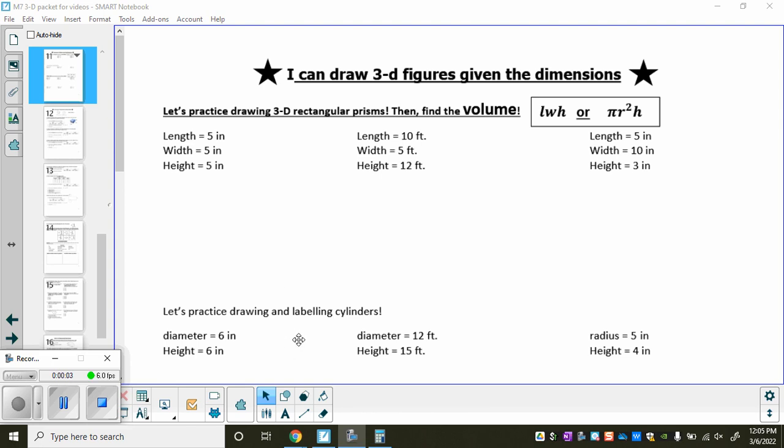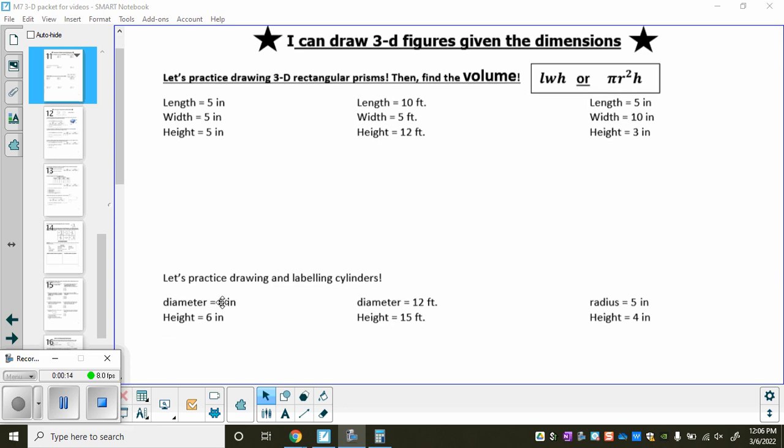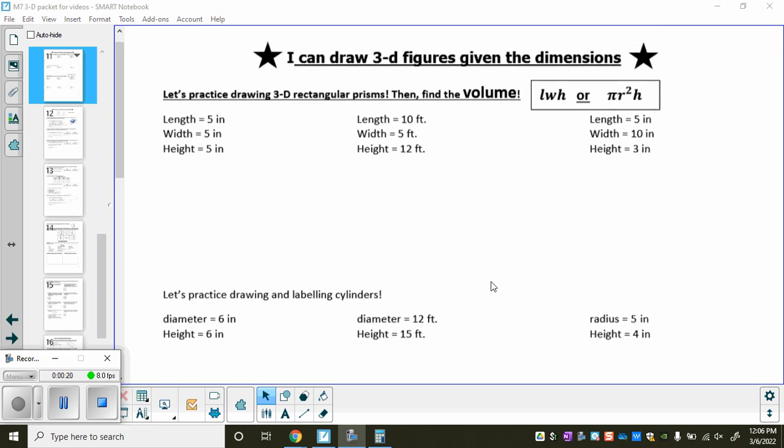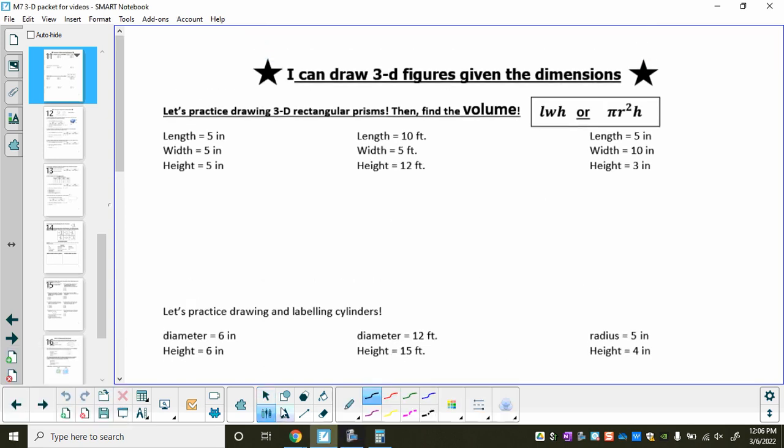Hey there. In this video, we are going to practice drawing different three-dimensional figures. We're going to start here with some prisms where we're given length, width, and height. We'll eventually move down to some cylinders where we'll be given the radius or the diameter and then the height. After we draw these figures, we're going to find the volume. We're going to just practice finding volume of the 6 shapes that we're about to draw.